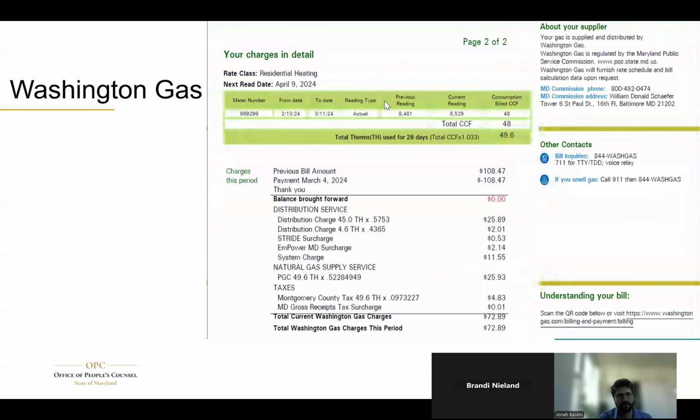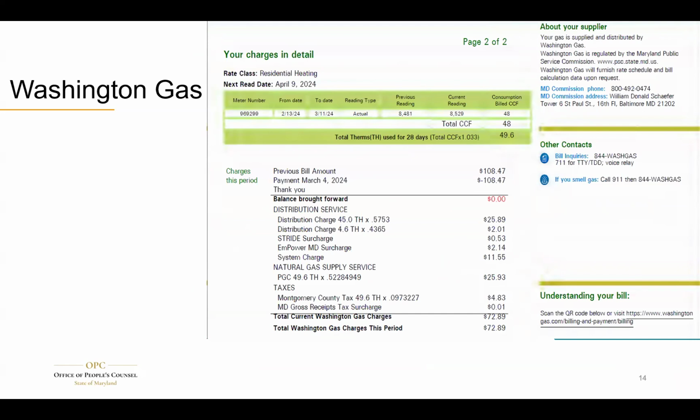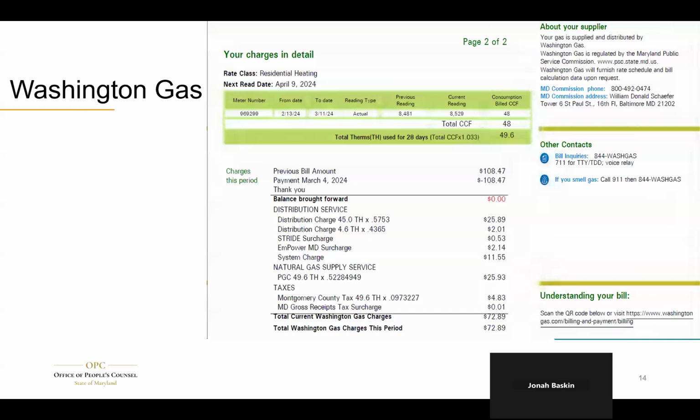Now, after we get the current reading, it says consumption billed CCF. So CCF is 100 cubic feet. CCF is a measure of volume because the meter can't easily test the energy density, purity of the gas. And because it's really therms that are the unit of energy, right? But your meter is reading volume, and then the multiplier converts the volume into energy. So you're billed for the energy, not the volume, which is why we're discussing it in therms, but it's being converted from cubic feet. Now it comes down here, it says total therms used.